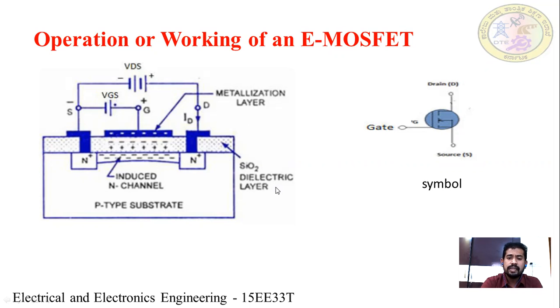This is called the silicon dioxide dielectric layer, which acts as a dielectric material. This is the symbol of E-MOSFET, meaning the MOSFET symbol which has drain, gate and source terminals. Along with this, we are going to have one substrate terminal.